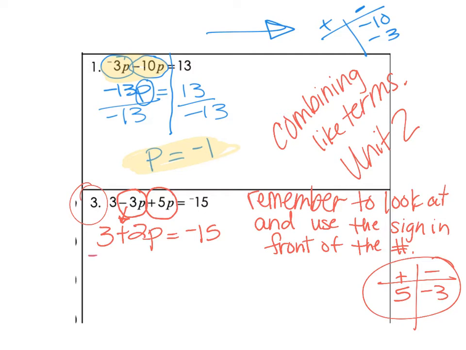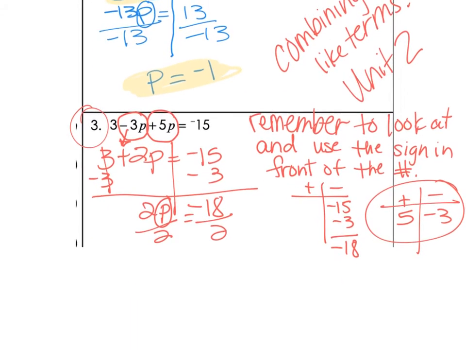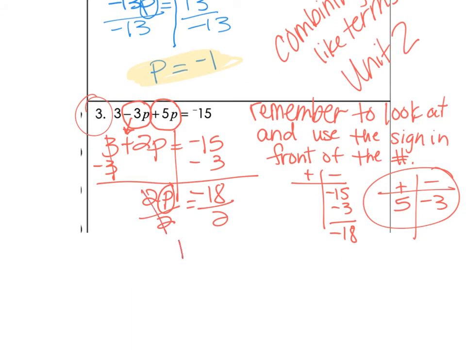And so now we're going to take 3 away, take 3 away. Now if I do my chart, I have negative 15 and negative 3, so they're on the same side, so they're going to be negative 18. And this is going to be 2p. Now I want to isolate the variable, so I'm going to divide by the number that's with it. I did that to get the p isolated. I have a negative sign. Negative divided by positive is negative, and that's 9.